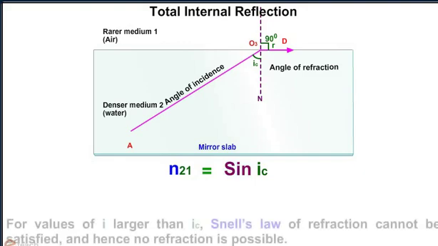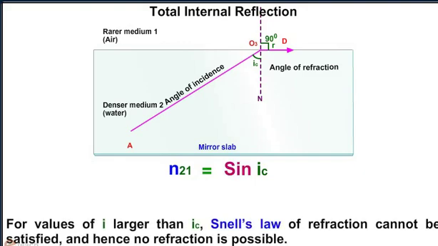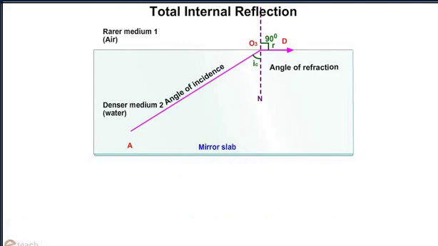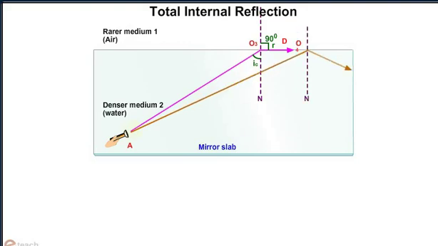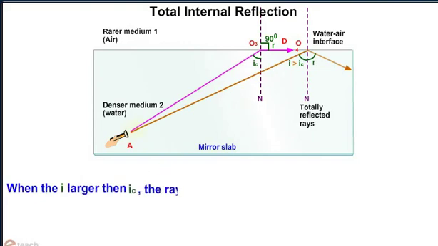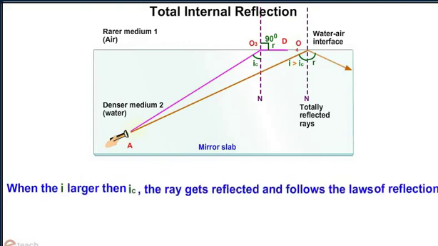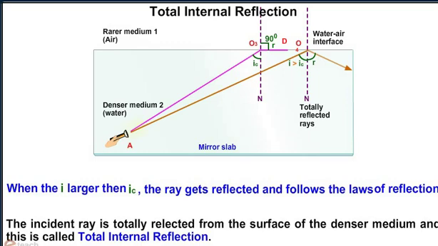For values of I larger than IC, Snell's law of refraction cannot be satisfied, and hence no refraction is possible. When I is larger than IC, the ray gets reflected and follows the laws of reflection. The incident ray is totally reflected from the surface of the denser medium, and this is called total internal reflection.